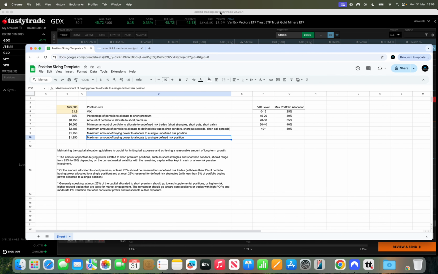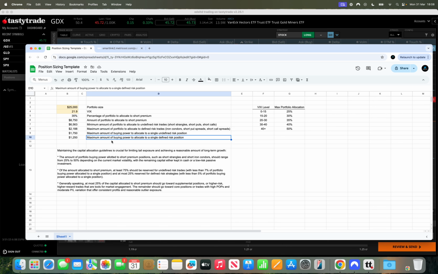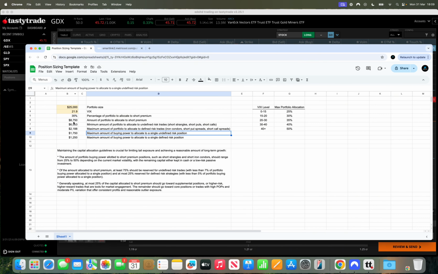So in this instance, this is an example of an undefined risk position. So with this portfolio, we go to the undefined section here, and the maximum amount you would want to allocate is $1,750 to a position. Of course, here our buying power requirement is only 543, so this position would be absolutely fine in this example portfolio.